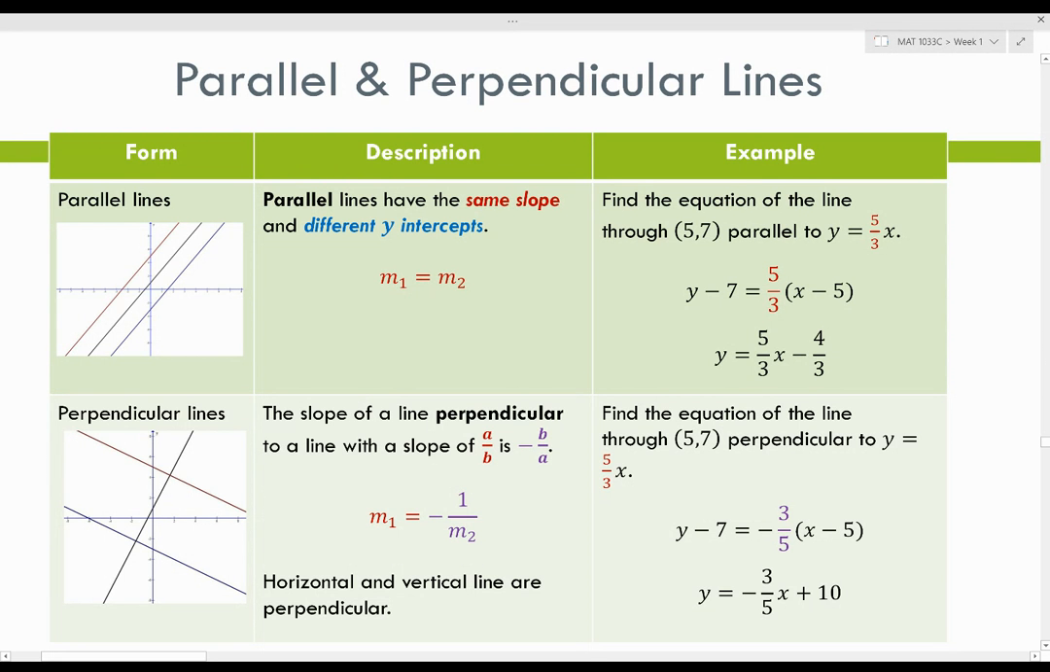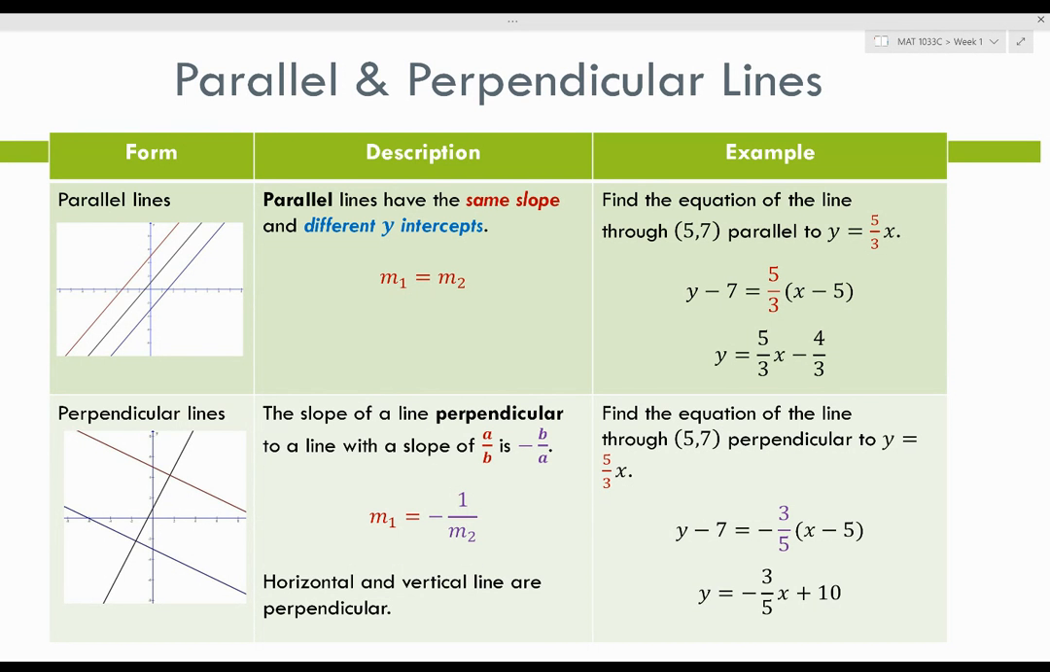Now, on the other hand, we also have perpendicular lines, okay? Perpendicular lines cross, okay? And a cool thing in geometry is that they actually create 90-degree angles, but that's beyond the scope of this discussion, okay? All you have to know is that perpendicular lines have opposite and reciprocal slopes, okay?